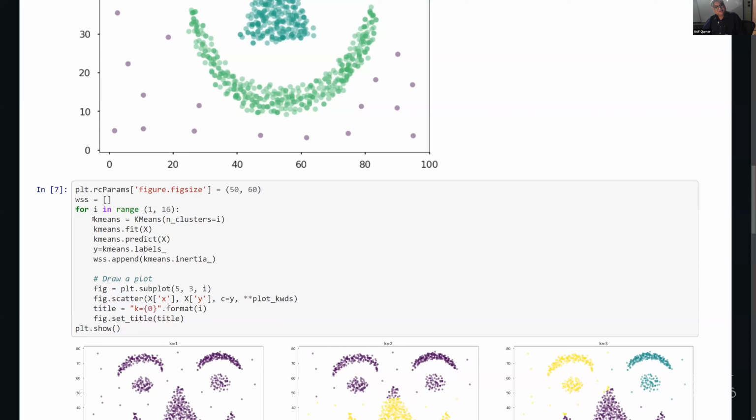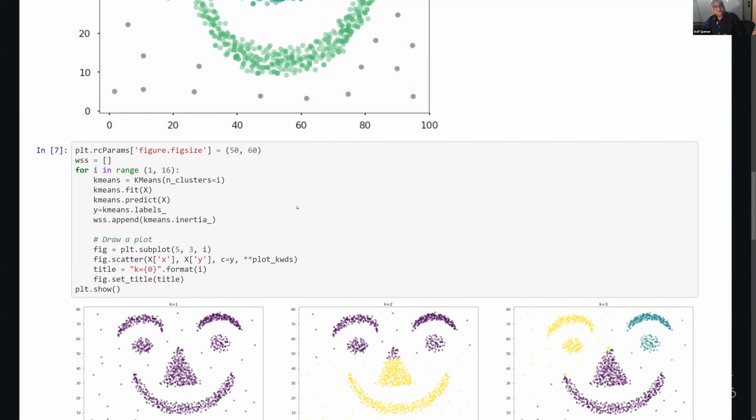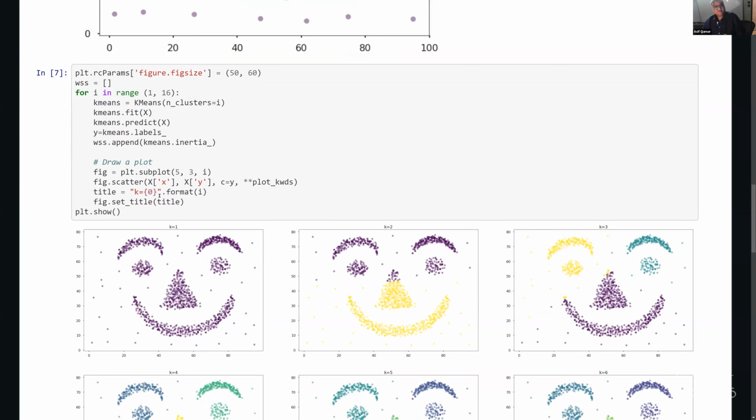K-means clustering is very easy. You just say, find these many clusters. How many clusters do I find? Between 1 and 16. Find the clusters, fit, and then you can predict the labels, and you can append the inertia, which is your WSS. Then you plot it out.